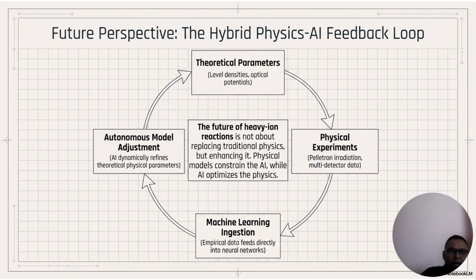The future perspective: the hybrid physics-AI feedback loop. The future of heavy ion reactions is not about replacing traditional physics but enhancing it. Physical models constrain the AI while AI optimizes the physics. The theoretical parameters: level densities, optical potential. In the physical experiment: beam irradiation, multi-detector data. The machine learning injection: empirical data feeds directly into neural networks. Autonomous model refinement: AI dynamically defines theoretical physical parameters.